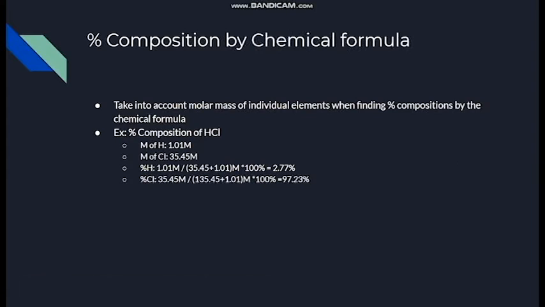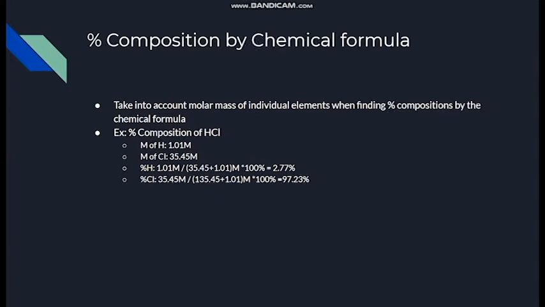Now, taking a look at the percent composition by chemical formula, this is a little bit different, as we're going to be taking into account the molar mass of individual elements when finding the percent composition by the chemical formula. A quick example of this is the percent composition of hydrochloric acid, or HCl. We know the molar mass of hydrogen to be 1.01 grams per mole, and we know the molar mass of chlorine is going to be 35.5 grams per mole.